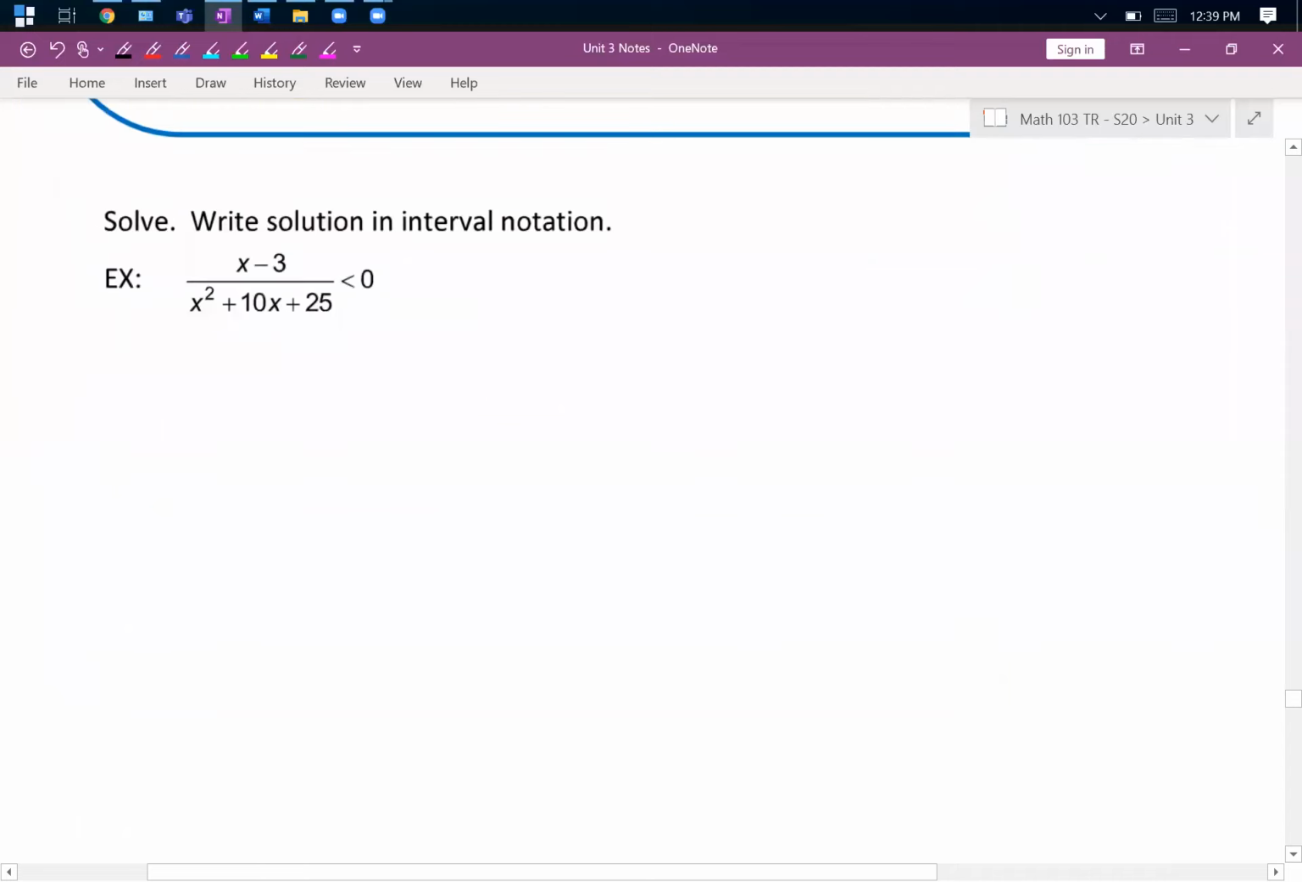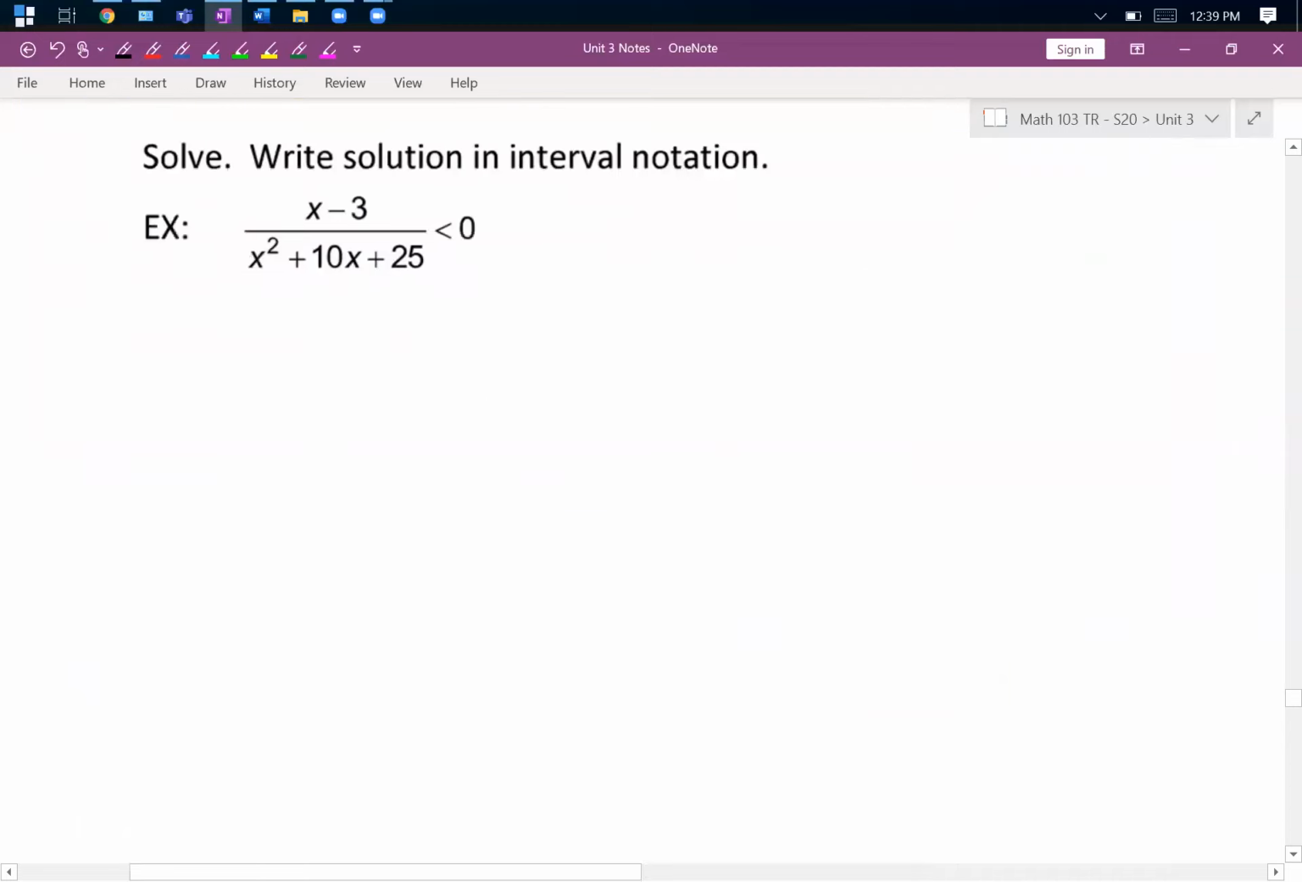So let's solve this rational inequality. We'll write our answer in interval notation. I like to get it factored right away, especially because when we get to the sign chart, I like to plug it into each factor. So I would factor this right out of the gates. Numerator doesn't factor, but the denominator factors into x plus 5 and x plus 5.